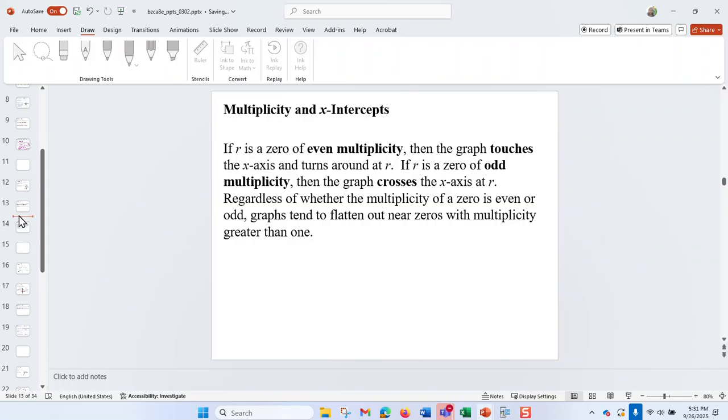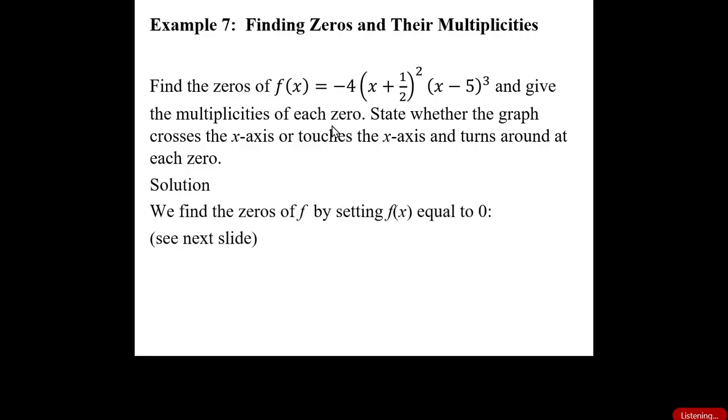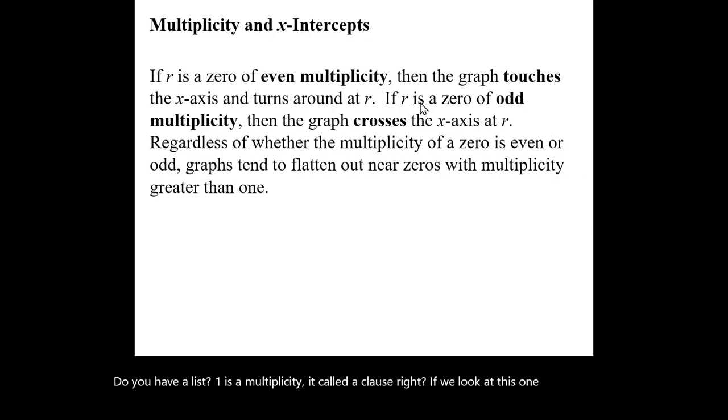All right. So this is called, in the book, a multiplicity. Okay. So if you have an even multiplicity here, it's called touch the x-axis. All right. And when you have an odd multiplicity, it's called a cross. If a power is an odd multiplicity, then the graph will cross the x-axis.